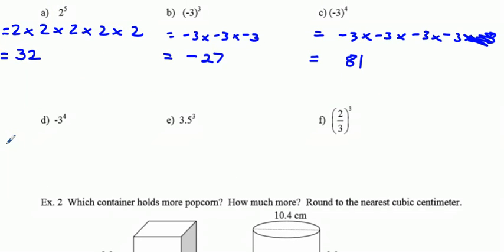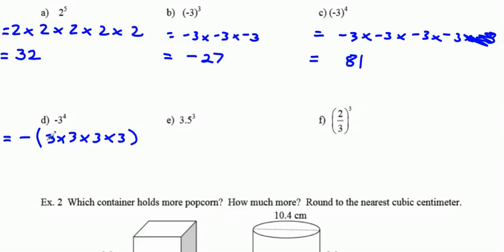This one, I'm going to try and keep the question C showing. This one is different than this one because the base is actually just the 3. If there's no bracket, you don't assume that the negative is being put to the exponent. It's not part of the power. So the way we would write this, and this is a very, very important concept that you need to grasp, is we would take the negative, put it out in front, and then we would take the 3 and multiply it by itself 4 times.